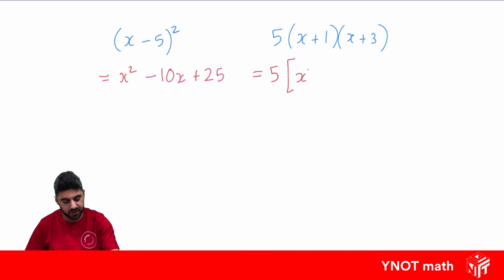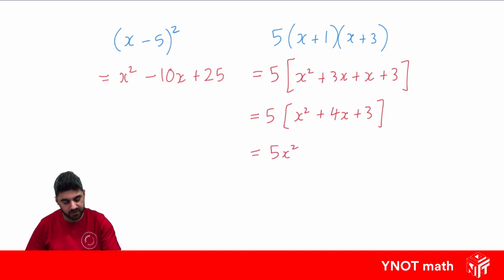x times x is going to be x squared, x times 3 is going to be 3x, 1 times x is x, and 1 times 3 gives us 3. Let's simplify out the bracket. So 3x plus x is going to be 4x. Everything else is not like terms. Now we can expand the 5 out with this bracket. So 5 times x squared is 5x squared. 5 times 4x is going to give us 20x. And 5 times 3 is going to be 15.